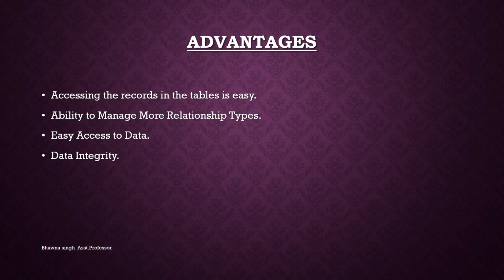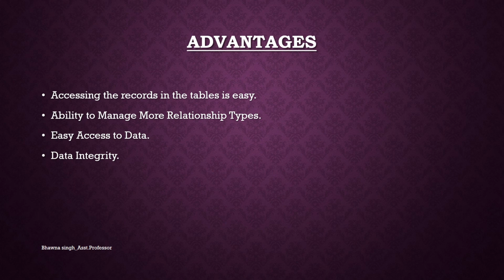The second is the ability to manage more relationship types, because the network model can manage one-to-one relationships as well as many-to-many relationships. Then the next is easy access to data. Accessing the data is simple, because compared to the hierarchical model, where we have to traverse the entire tree or all the tables to get the desired result, in the network model every data is directly connected to every other data, so we can access the data very easily using any table.